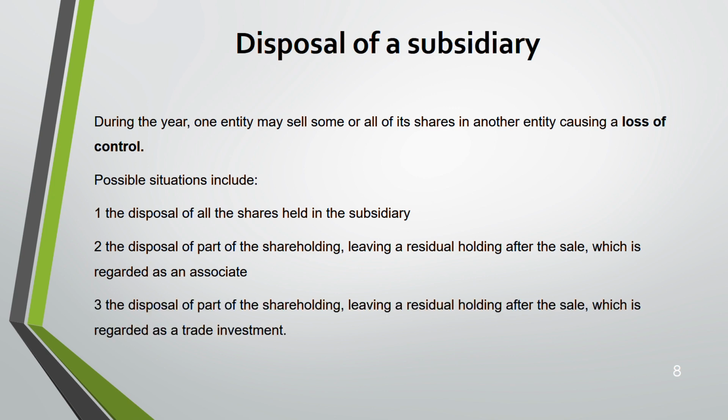Third, disposal of part of the shareholding, leaving a residual holding after the sale which is regarded as a trade investment. Yes, trade investment is a financial instrument, as I've just said. So the accounting treatment of all of these situations is very similar. Whether it's one, two, or three, whether you're selling partially and having an associate, partially and having a financial instrument, or selling entirely, you are losing control, and the accounting treatment is the same in all these three conditions.